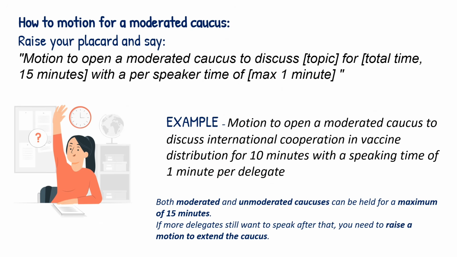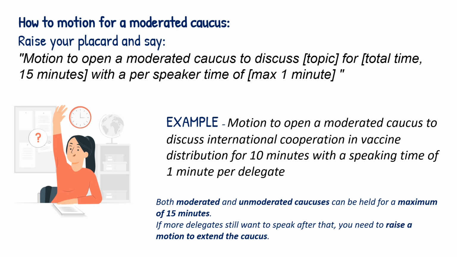Now, how to motion for a moderated caucus. Raise your placard and say, "Motion to open a moderated caucus to discuss the topic for a total speaker time of 15 minutes with per speaker time of 1 minute." For example, if you're the delegate of France: "The delegate of France would like to motion to open a moderated caucus to discuss international cooperation in vaccine distribution for 10 minutes with per speaker time of 1 minute per delegate."